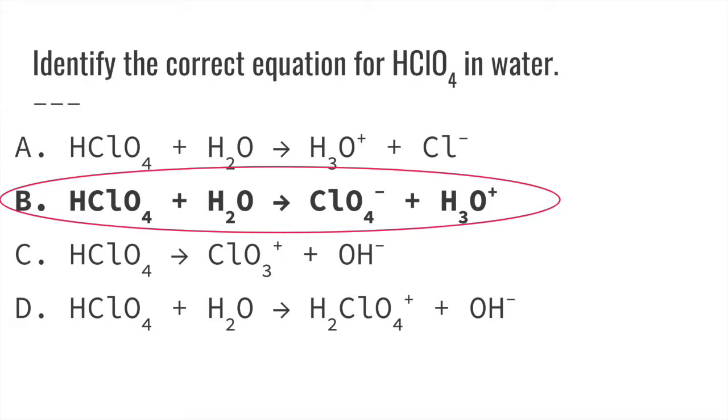Option A is incorrect because it is not a balanced equation, and because chloride ion is the leftover anion when hydrochloric acid, HCl, produces hydronium ion, but not when HClO4 reacts with water, because it will produce ClO4-, called the perchlorate ion, instead. Options C and D are incorrect first and foremost because each one produces OH-, which is the hydroxide ion that bases produce in water. Remember that acids in water will produce the hydronium ion, H3O+, and not the hydroxide ion, OH-.